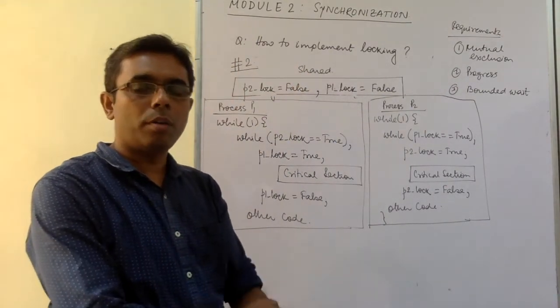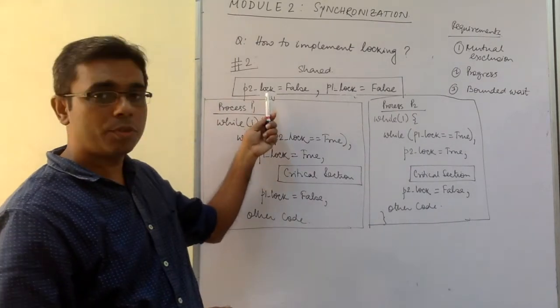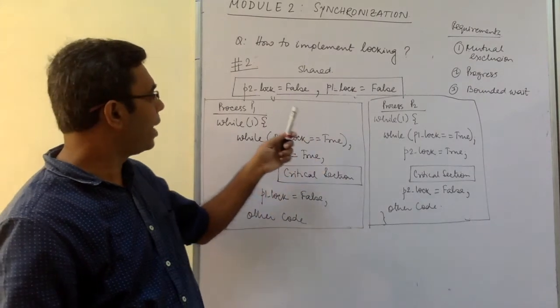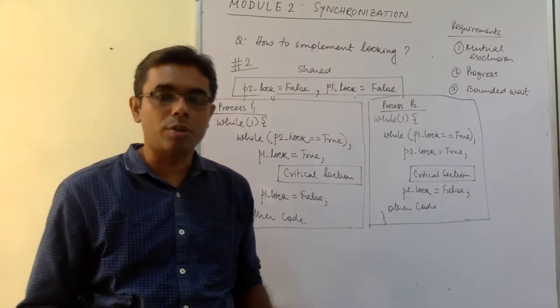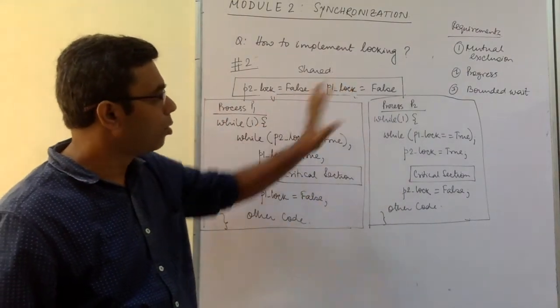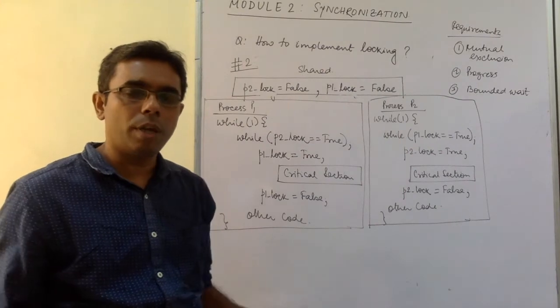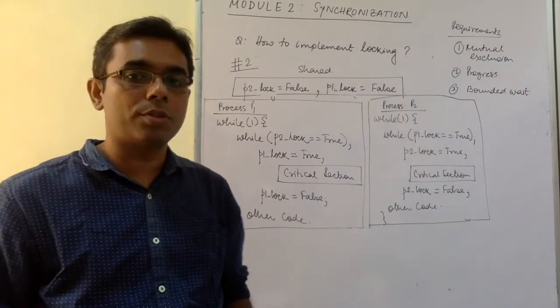So if P2 has to enter the critical section, it has to acquire its lock, which is P2 lock. And if P1 has to enter the critical section, it has to acquire P1 lock, right? And let's say these two locks are Boolean variables, so both of them are initialized to false. So if one lock doesn't satisfy, the obvious step is to go for two locks.